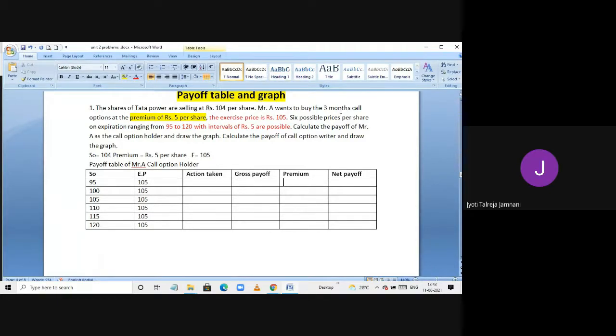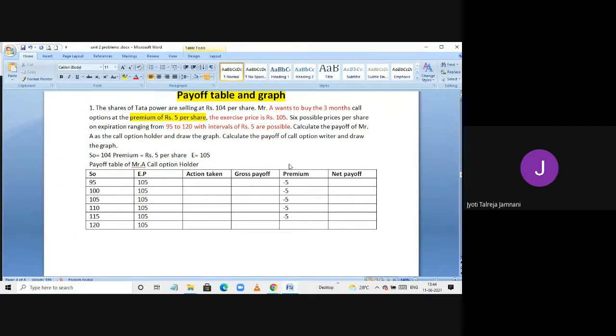A wants to buy a 3-month call option, which means Mr. A is actually going to pay some money and buy it. So that right which he has got is not for free. He has to pay premium. When he is paying premium, it's going out from his pocket. So we are not going to write 5 rupees, but we are going to write minus 5. So the premium is minus 5 because he is paying premium of 5 rupees.